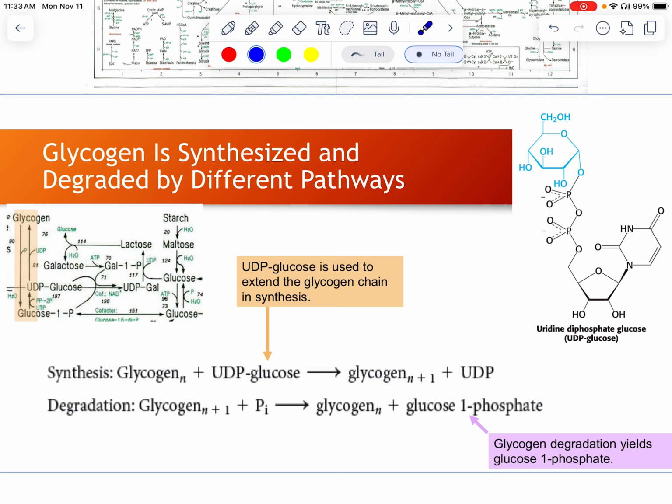If we look at synthesis versus degradation, right? So in degradation, we were breaking down our glycogen. We were using phosphate to split apart and break off one glucose 1-phosphate, and then we had our glycogen left over, the rest of it. For synthesis now, we're going to add on, right? We're going from glycogen with N units to N+1. But we're going to go through this UDP glucose to add that.